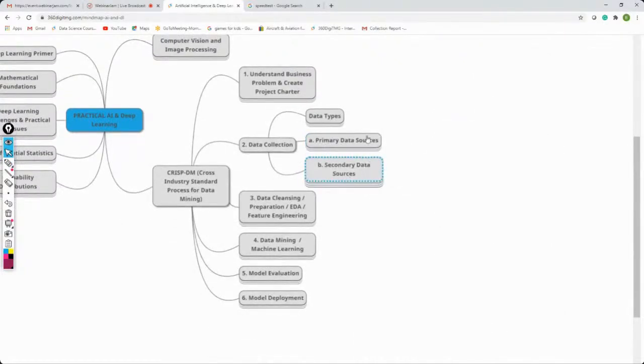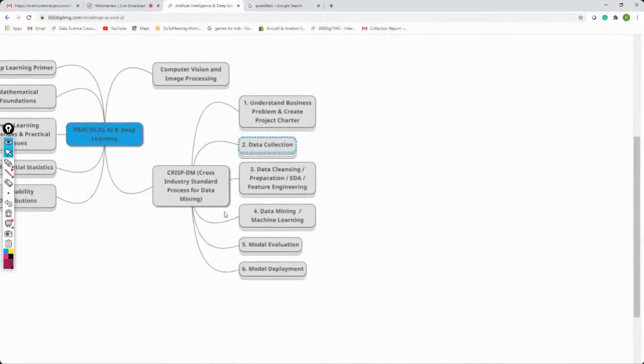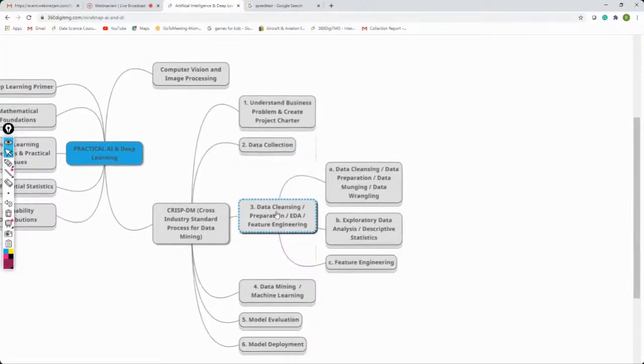Once you collect the data from primary and secondary data sources, you're done with data collection. But do you think the data which came to you is of good quality? No, it need not be of good quality. Then what should I do? You have to resort to data cleansing or data preparation, which is also called data munging, data wrangling, exploratory data analysis, which is also called descriptive statistics, and feature engineering. You perform all of these tasks.